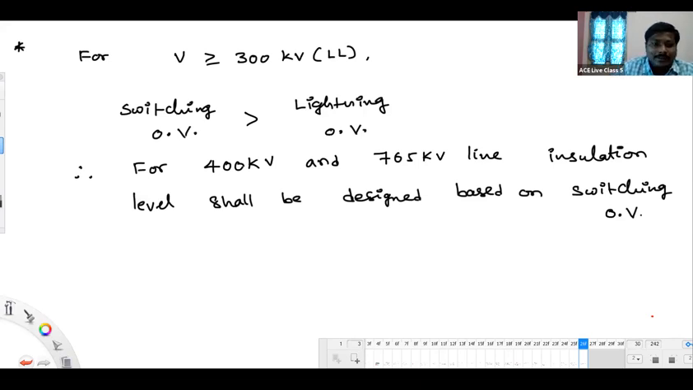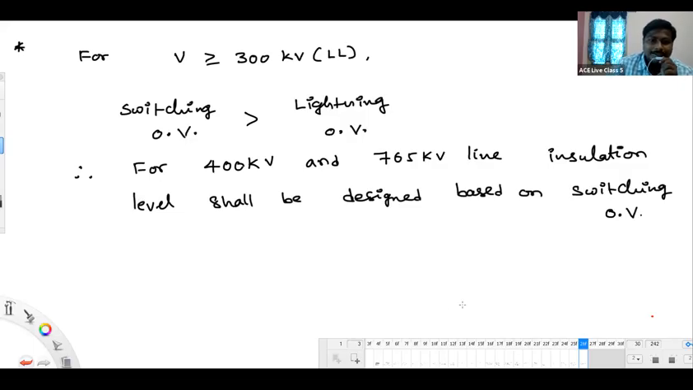Now I'm asking one silly, simple question. Don't get confused, just listen to my words. I want to give you some clarity. For an 11 kV or 33 kV line, what you see just outside, based on what over voltage do we select the insulation? Is it lightning or switching?